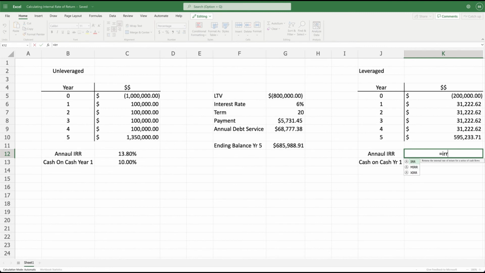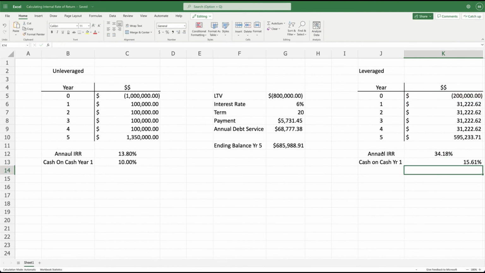And then we can calculate our annual internal rate of return. If you remember, it's just IRR, parentheses, swipe down on these cash flows, close the parentheses, and that gives us 34.18. And to get our cash on cash for year 1, it's pretty simple. We're going to take year 1 cash flows, and we're going to divide it by the negative 200,000, because that will give you a positive number, and that's the amount of money that you have in the deal. And we format that a little different. That's 15.61%.